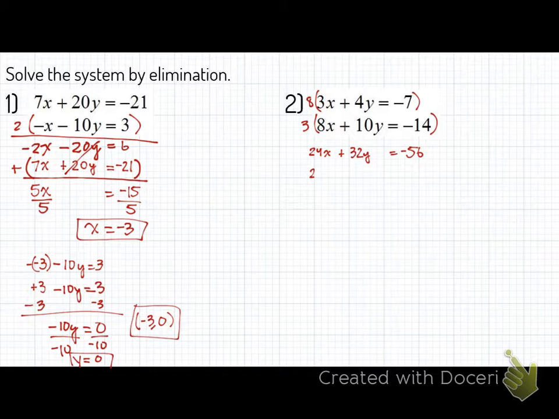Y'all see that? Second equation, 3 times 8x is 24x. 3 times 10y is positive 30y. I don't know why I said 8. Bring down the equal sign. 3 times negative 14 is negative 42. Okay? And then now you could see my x's are the same, right?